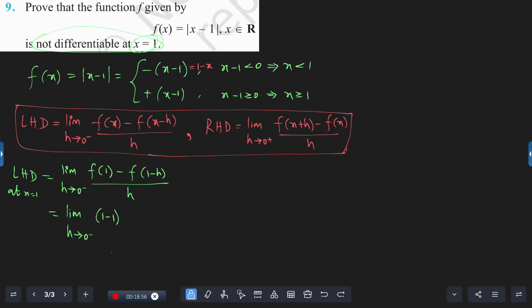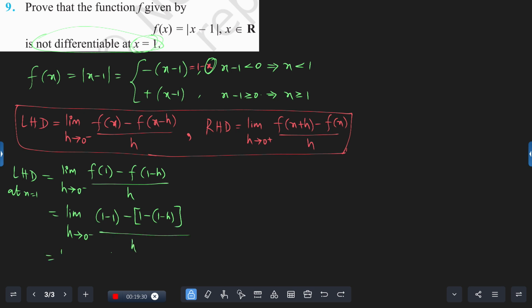So what will you be getting? Instead of x we have to apply 1 minus h. Listen carefully. Instead of x we have to apply 1 minus h. So what I am getting is 1 minus, instead of x we apply 1 minus h, then 1 minus of 1 minus h you will be getting, whole divided by h.